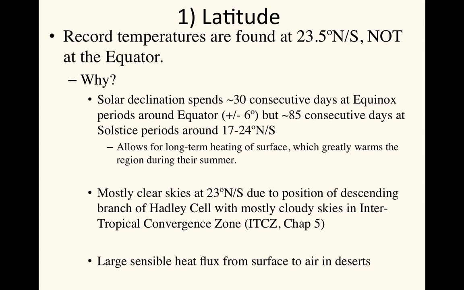The third thing, why these temperature records are at 23 degrees north and south, is the large sensible heat flux from the surface goes to the air in these deserts because this loosely packed sand really can't conduct much of that energy downwards into the deep ground, so its only option is to give it to the overlying air because there's also no water to evaporate.